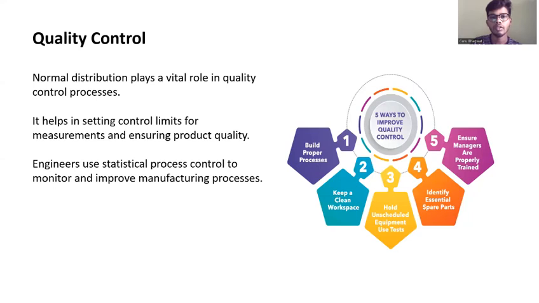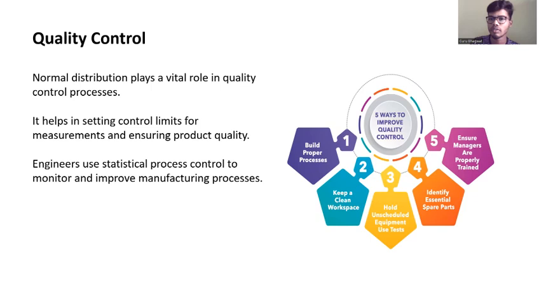Next, quality control. The normal distribution plays a vital or major role in quality control processes. It helps in setting control limits for the measurements and ensuring product quality. Engineers use statistical process control to monitor and improve manufacturing processes. This is how quality control works in the normal distribution.